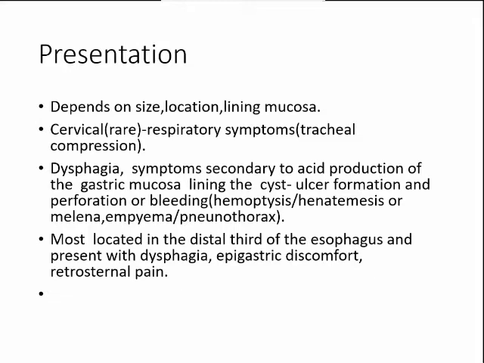So it leads to acid production, which in turn can lead to ulceration, perforation, bleeding, and also hematemesis or melena. And due to perforation, it can in turn lead to empyema or pneumothorax. Most of the duplication cysts are located in the distal esophagus, and they present with dysphagia and epigastric discomfort or retrosternal pain. In some cases, it can cause compression of the carina or one branch of the bronchus, and in turn, it can lead to hyperinflation of the opposite lung also.